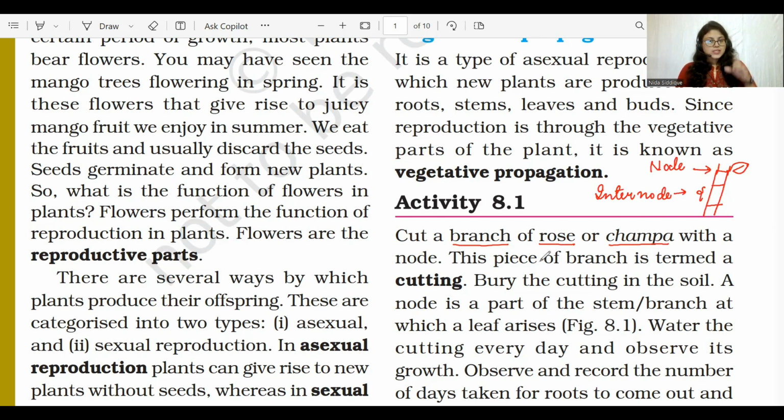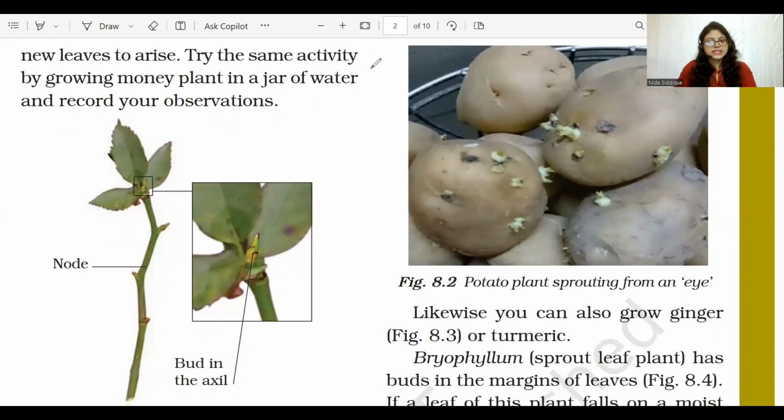So this piece of branch that we have taken along with the node is called a cutting. So we are going to bury this cutting in the soil, and a node is a part of a stem or a branch at which the leaf will arise. Now we will make sure that we are watering this cutting every day and we will observe its growth. And we have to also record the number of days taken for the roots to come out and new leaves to arise. Try the same activity by growing a money plant in a jar of water and record your observation.